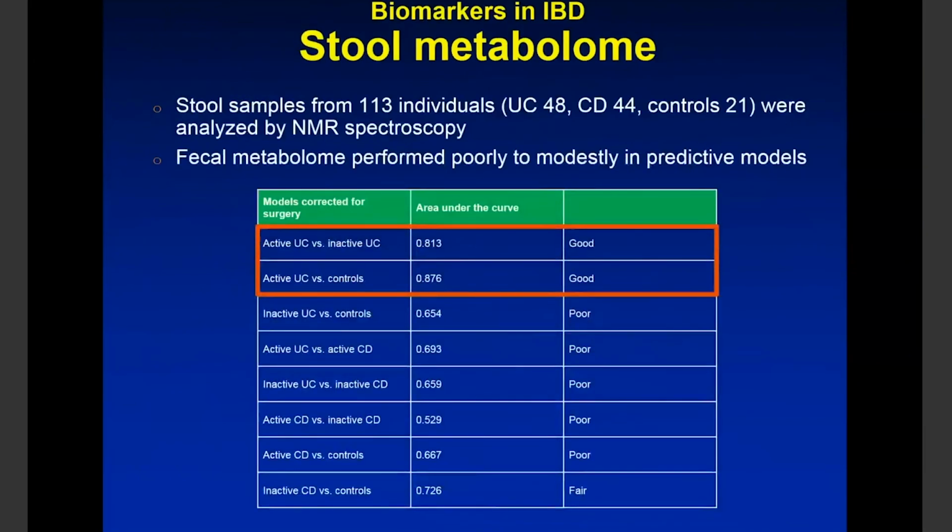In terms of stool-based biomarkers, we're not restricted to just the microbiome, but potentially the metabolome as well, which reflects the functional impact of the microbiome. And what this showed was that the microbiome-derived metabolome predicted reasonably well in differentiating active disease from inactive disease in ulcerative colitis, and in identifying ulcerative colitis compared to healthy controls.